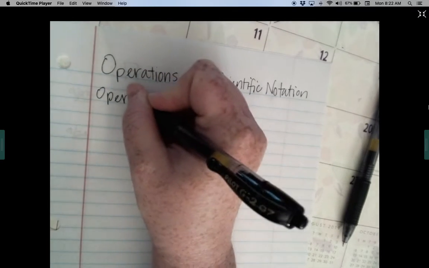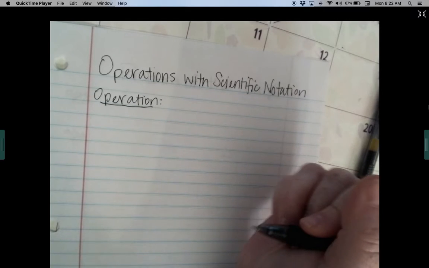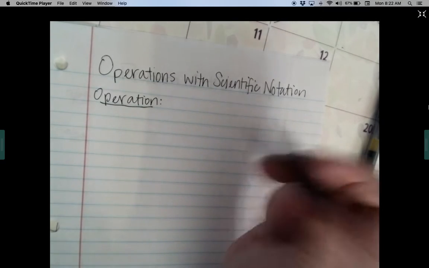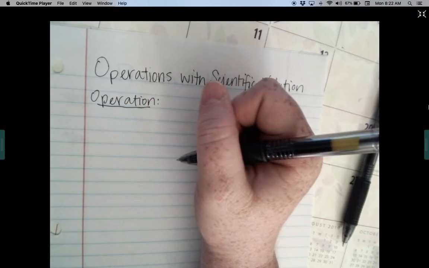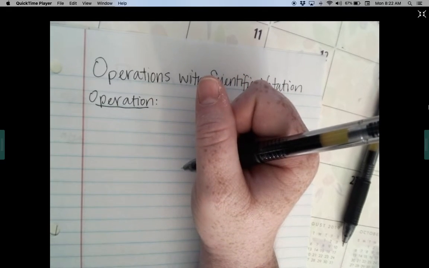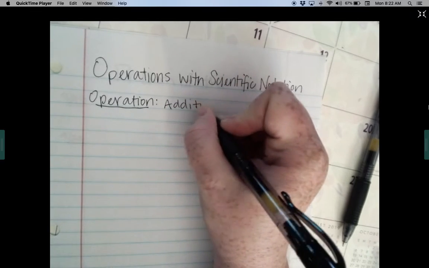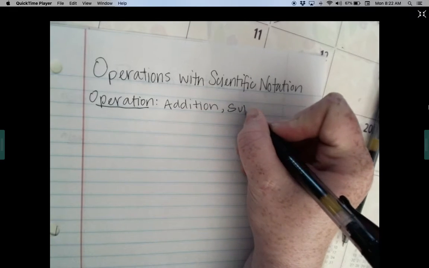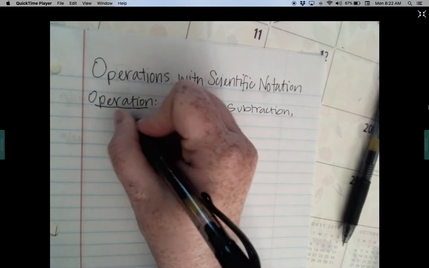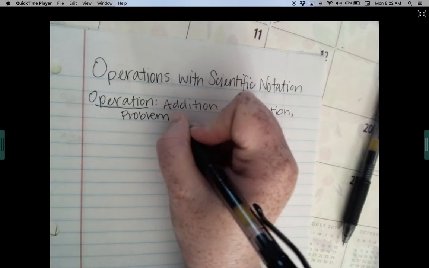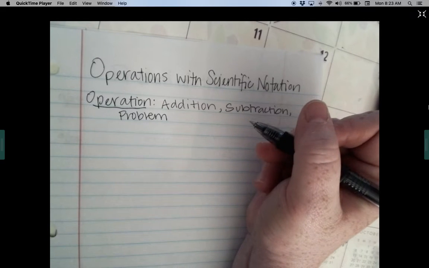So when you hear the word operation in math, what do you think of? Give me an example, or what's the first thing that pops in your head when you hear the word operation in math? Plus or minus, so like addition or subtraction. What else? Yes, Grace. Problem. What else? What about when you hear the word operation not in math? What do you think of?